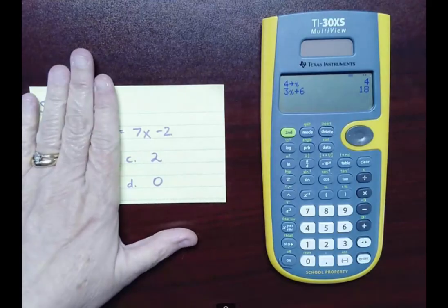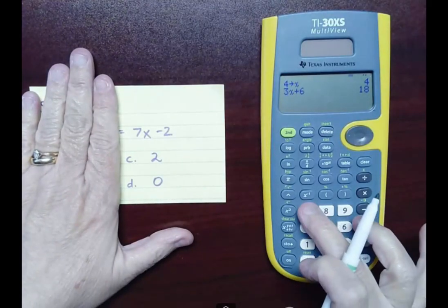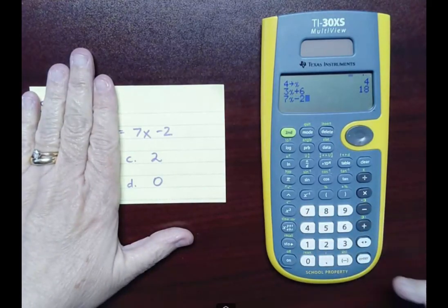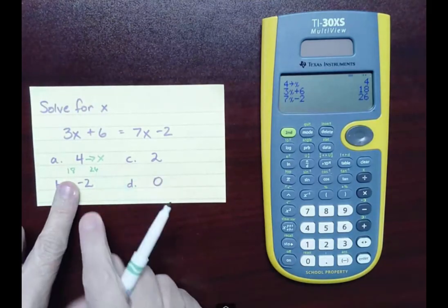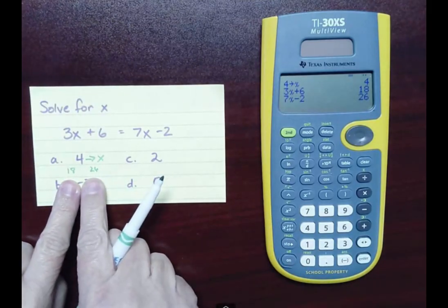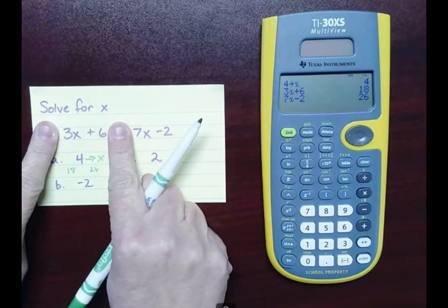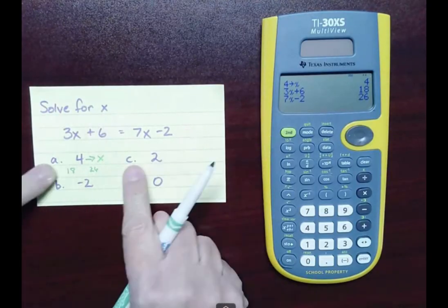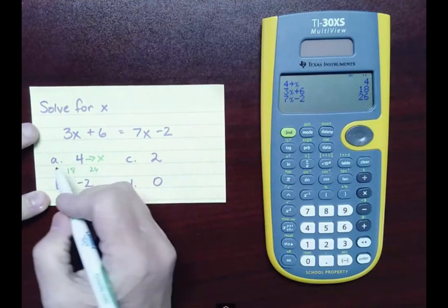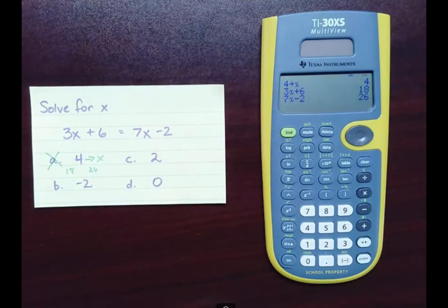And now we're going to type in the right side of the equation. 7x minus 2. And we hit enter, and we get 26. Well, 18 isn't equal to 26. 3x plus 6 gave me 18. 7x minus 2 gave me 26. And 18 is not equal to 26, so A is not the right answer.